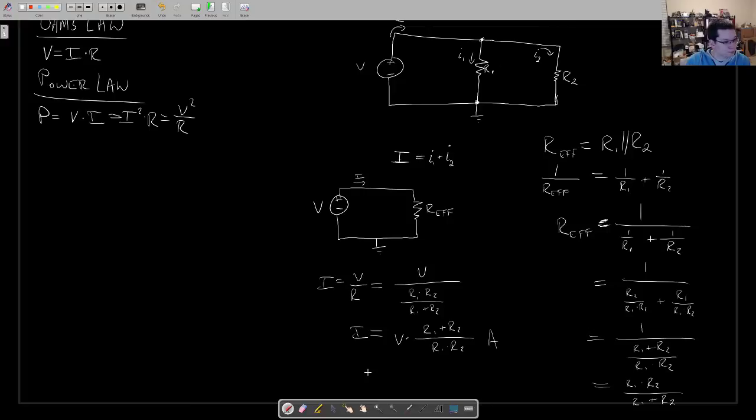Now, what if we start making things a little bit more complicated? Suppose we added another power source, because we can do that. Plus, minus.